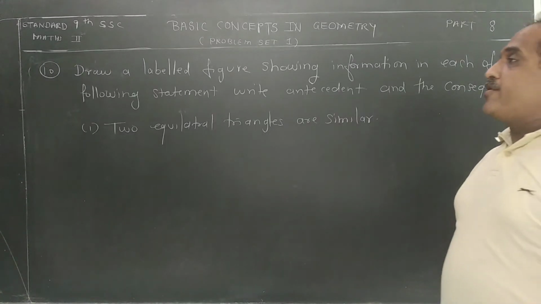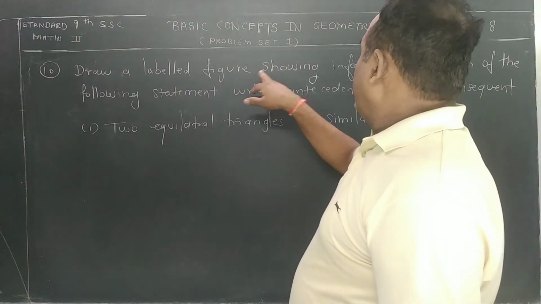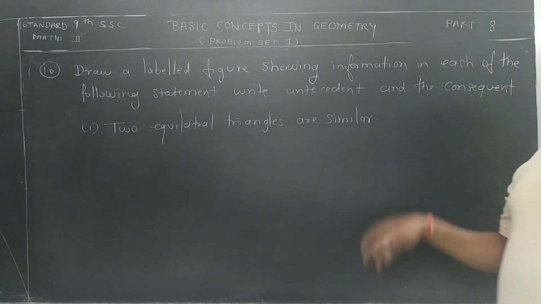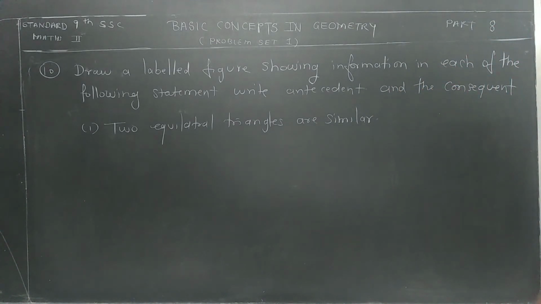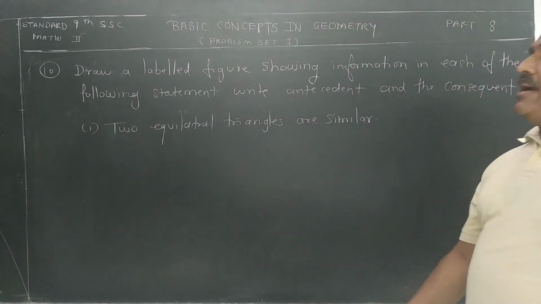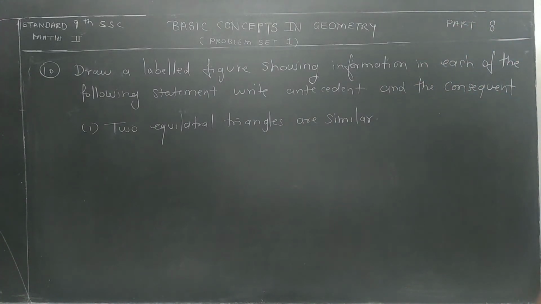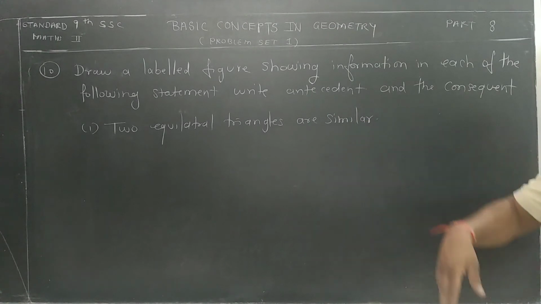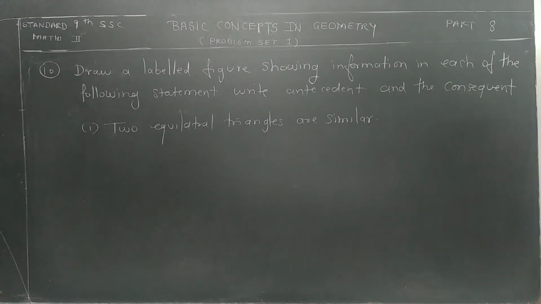The next question: draw a labeled figure showing the information in each of the following statements. Well, I have a diagram from the previous question. They have asked to draw a diagram, but we have drawn one, and we got the idea of how to draw it and write the antecedent and consequent.